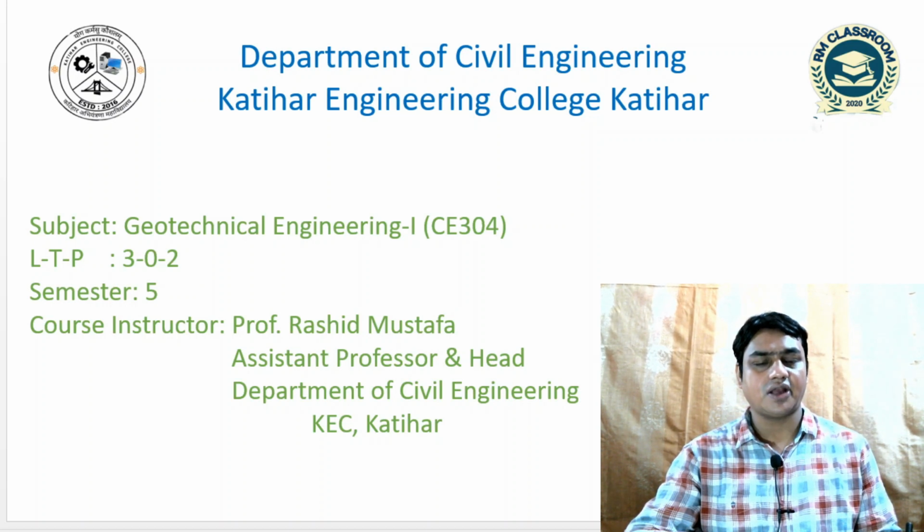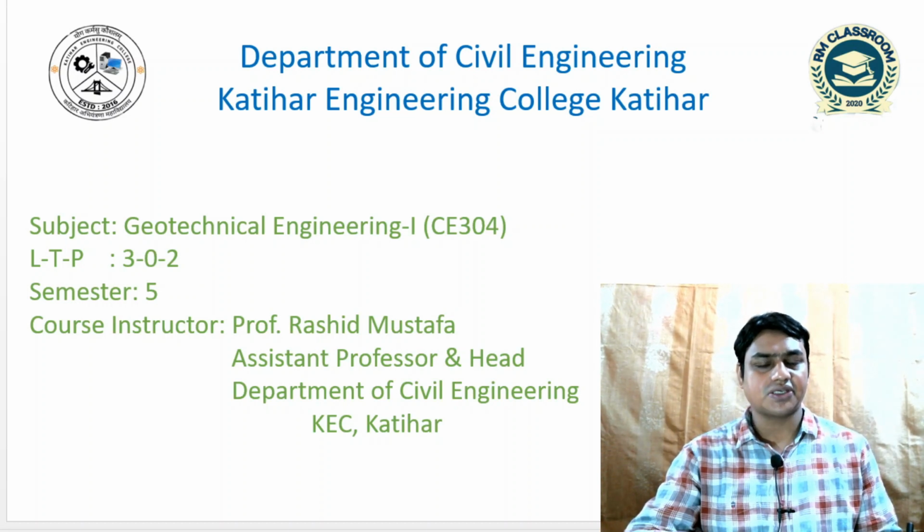After that I derived the expression of saturated density, (G plus e) divided by (1 plus e) into gamma w, and the expression of dry density, G gamma w divided by (1 plus e), and the expression of submerged density, (G minus 1) divided by (1 plus e) into gamma w. And the relationship between dry density, percentage air voids, water content, and specific gravity of solids: gamma d is equal to (1 minus na) G gamma w divided by (1 plus wG).